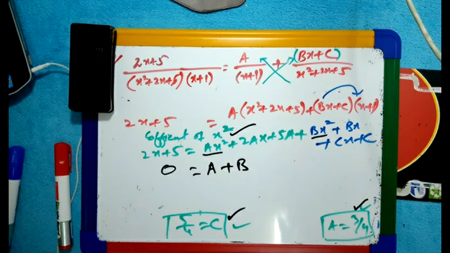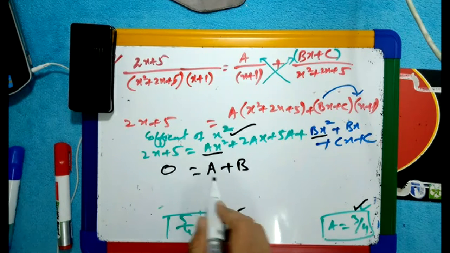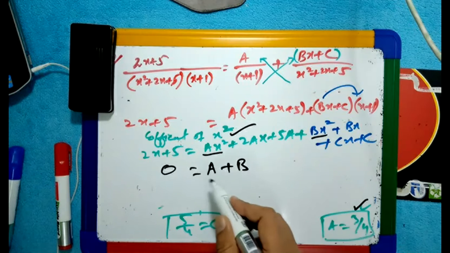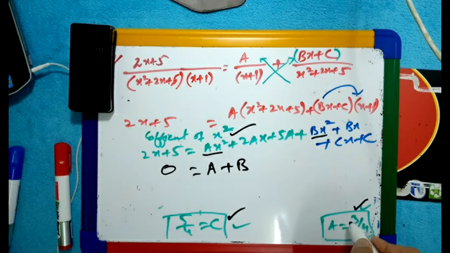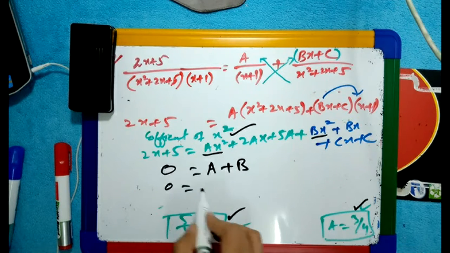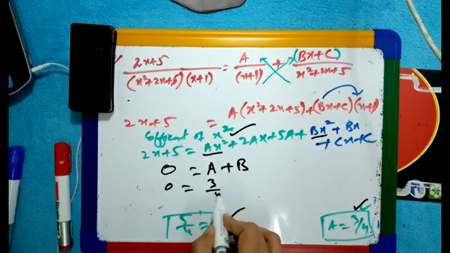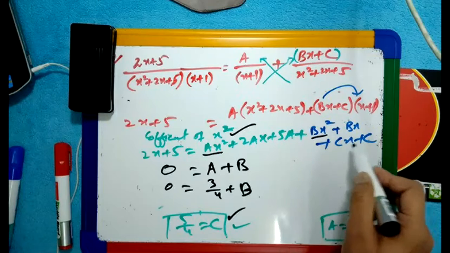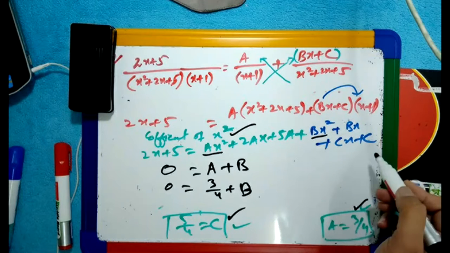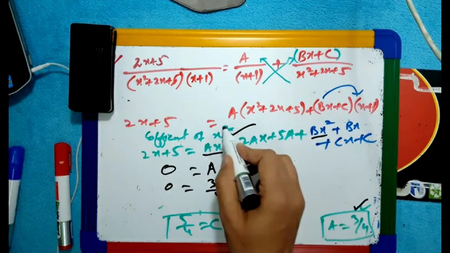Now I can replace the value of a from here. I already know the value of a, right? So what I will do? 3 over 4 plus b. C is not involved, x squared is not involved in C. I am comparing the coefficient of x squared only.